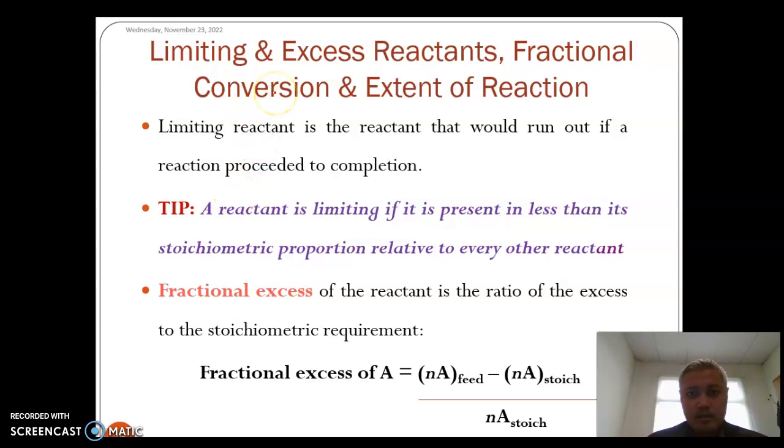For limiting and excess reactant, fractional conversion, and extent of reaction, we have one formula that we can use to find the fractional excess of A, where N A feed minus N A stoichiometry divide with N A stoichiometry. So this will be the formula to find fractional excess. But what is the meaning of fractional excess? Fractional excess is the ratio of the excess to the stoichiometric requirement. So in other words, we need to refer to stoichiometric ratio.